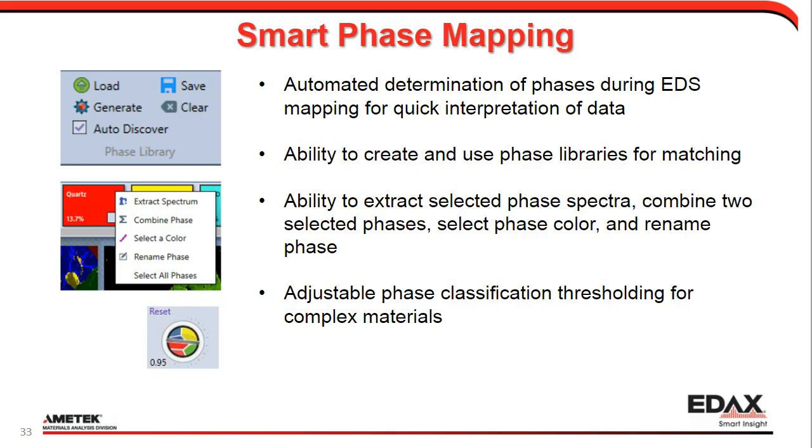The bottom image is the tolerance and adjustment button. You can adjust phase classification thresholding for complex materials. In other words, it adjusts how different the relative count ratios should be before a new phase is added. Turning the knob will adjust the tolerance between 0 and 2. Clicking Reset will reset the tolerance to the default value. Basically, in this smart phase map, the tolerance knob controls the number of phases identified.